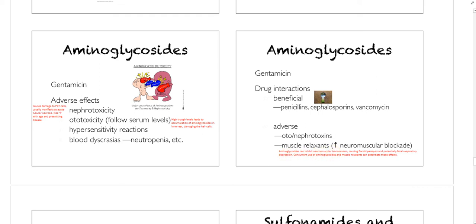And then muscle relaxants can cause increased neuromuscular blockade, because gentamicin, or aminoglycosides in general, can inhibit neuromuscular transmission. So they can cause some flaccid paralysis, which is potentially fatal if it includes then respiratory depression. So we don't want to combine muscle relaxants and aminoglycosides.